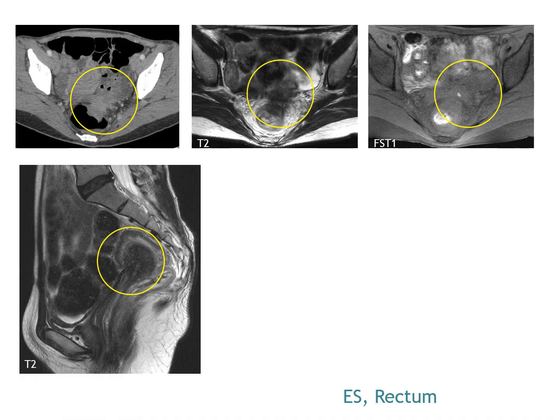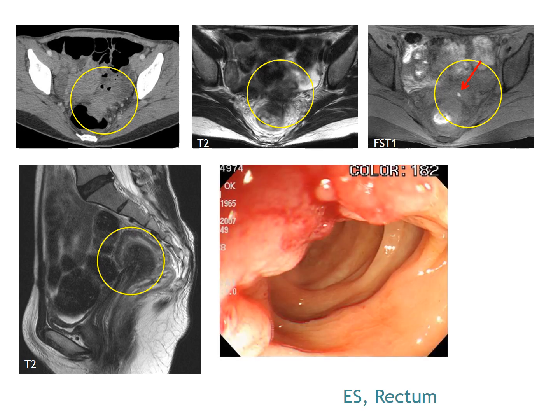This is a case of endometriosis involving rectum. We see irregular soft tissue lesion at CT and MRI that has mainly low signal intensity due to fibrosis, but has high signal intensity foci at T1 weighted image. This is an endoscopic image of the rectum.